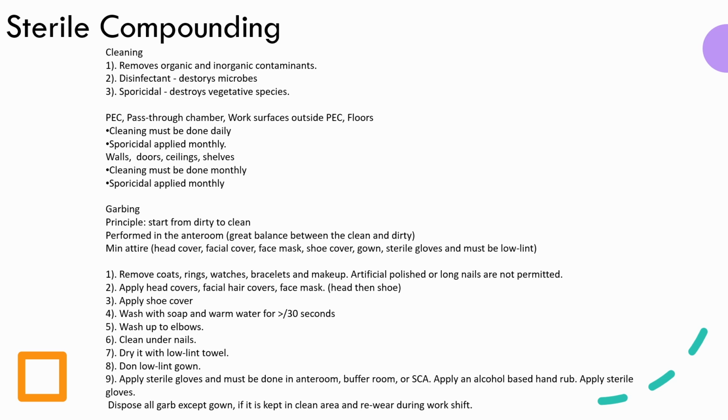When you're doing garbing, the principle here is you go from the dirty stuff to the clean stuff. It should be performed in the anteroom. The reason is that there's a balance between clean and dirty air. Remember, in the hood you have the cleanest air, but the more you go out of the hood and into the pharmacy or the anteroom, you still have some ISO 7 or 8 depending on what it is. So you're still getting some clean air, but it's not as clean compared to ISO 5.